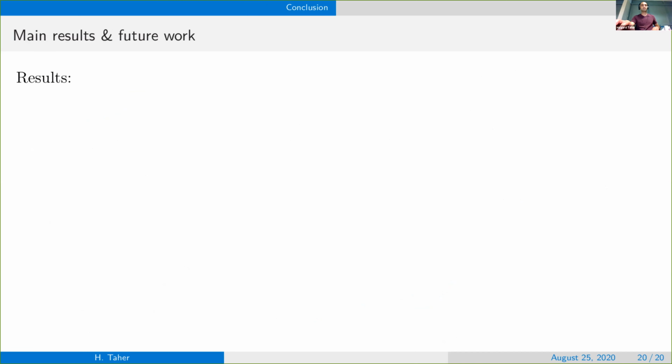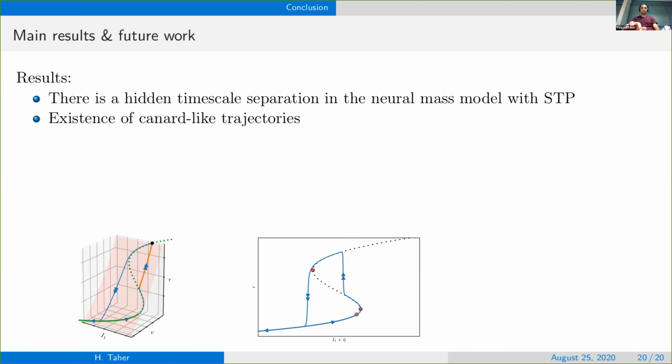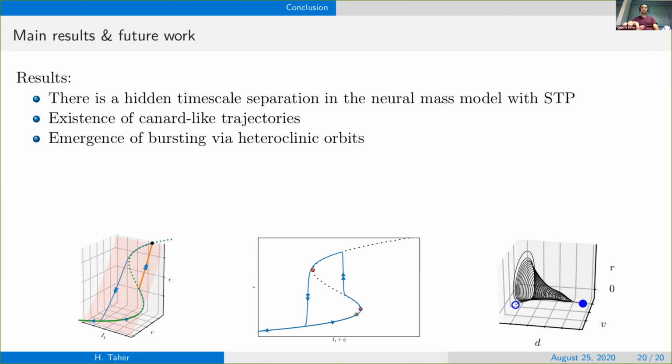I will just shortly summarize the main results. There's a hidden timescale separation in the neural mass model with short-term plasticity. We have seen the existence of these Canard-like trajectories, which is also surprising since they land on an object which is repelling, but they can be understood taking into account this third timescale. And we have seen the emergence of bursting via these heteroclinic orbits, which are present in the fast subsystem.